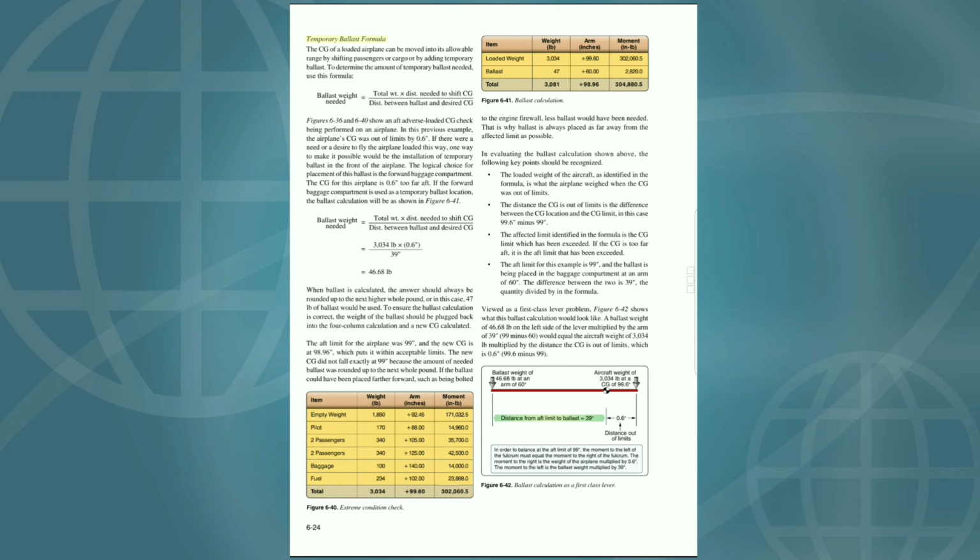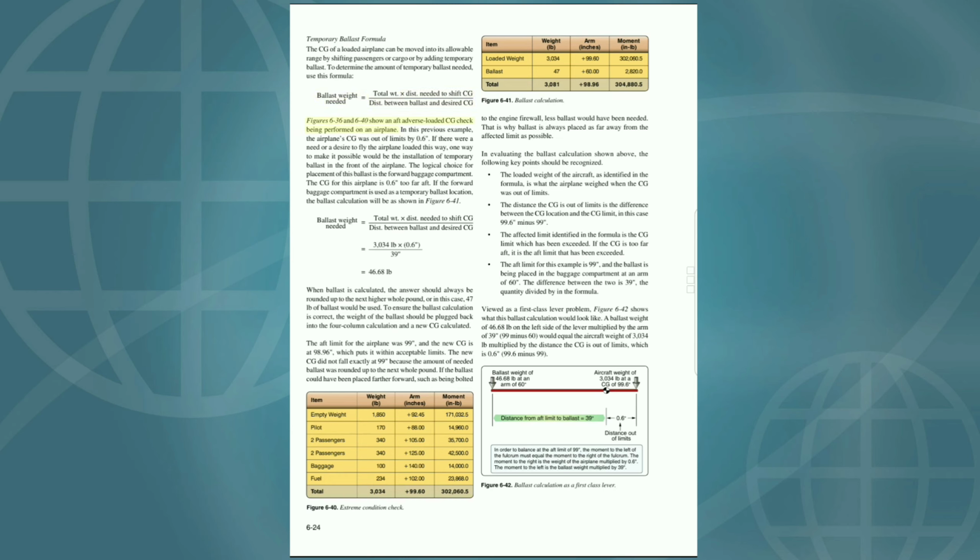6-23. Temporary ballast formula. The CG of a loaded airplane can be moved into its allowable range by shifting passengers or cargo, or by adding temporary ballast. To determine the amount of temporary ballast needed, use this formula: total weight times distance needed to shift CG equals ballast weight times distance between ballast and desired CG.